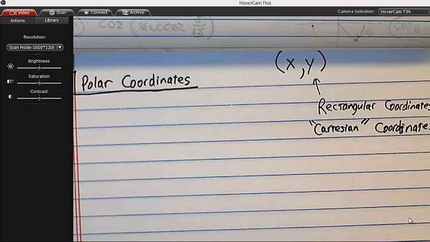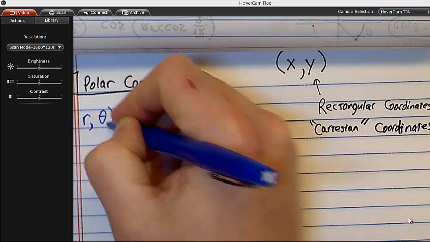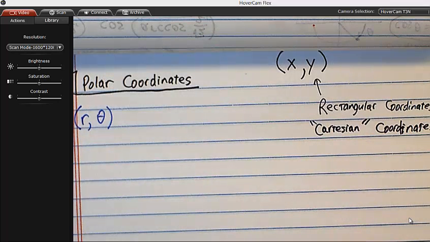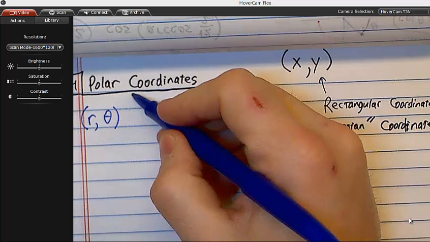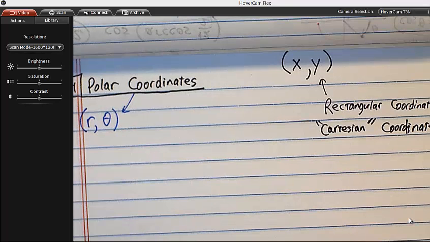But it turns out that for many applications, we can do things more easily if we change the way we label the points in the plane. And so over the years, people have used an alternate coordinate system. And I'm going to label it R and theta. Okay? And these are what we're going to call polar coordinates. The first number will be R, and the second number will be theta.